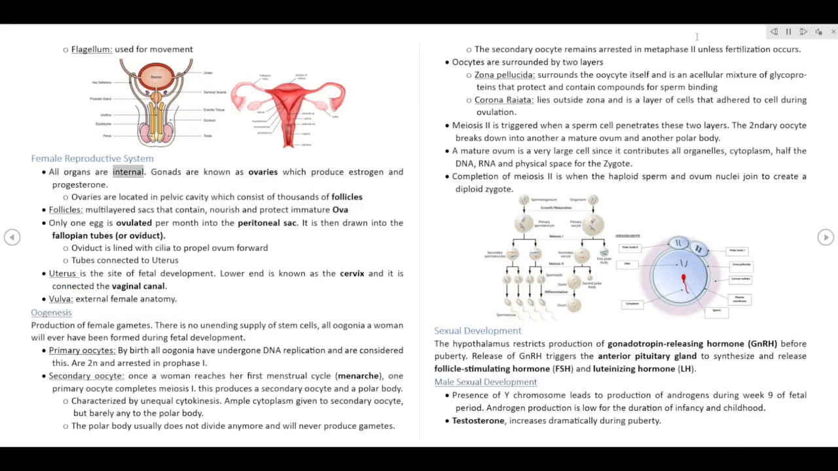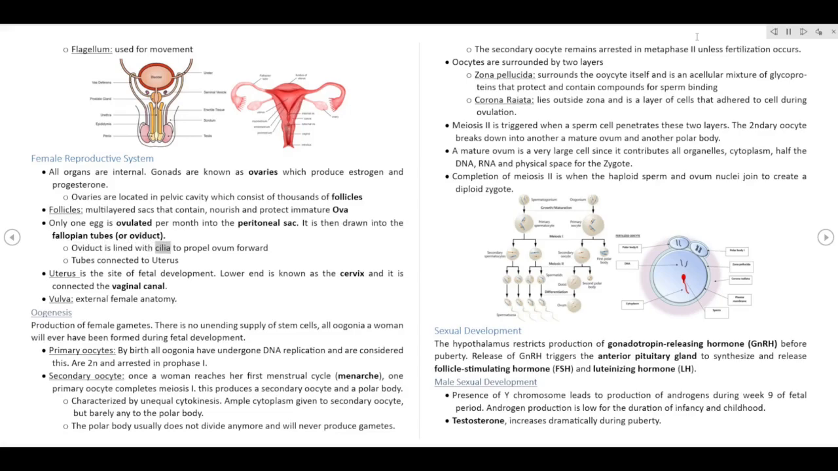Female reproductive system. All organs are internal. Gonads are known as ovaries, which produce estrogen and progesterone. Ovaries are located in the pelvic cavity and consist of thousands of follicles. Follicles are multilayered sacs that contain, nourish and protect immature ova. Only one egg is ovulated per month into the peritoneal sac.